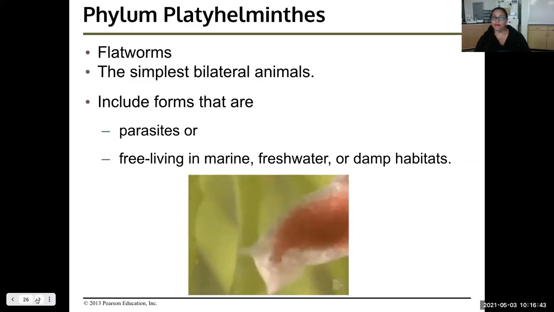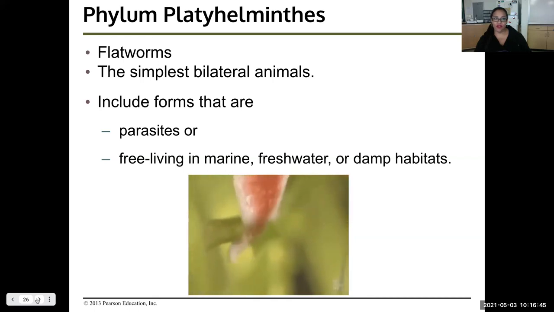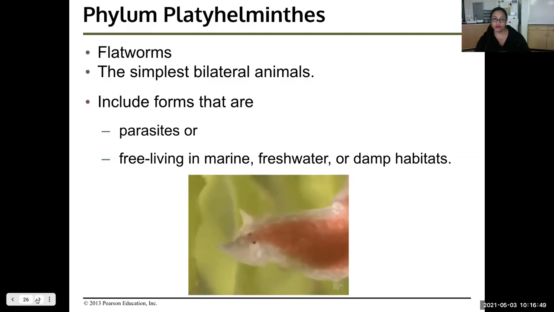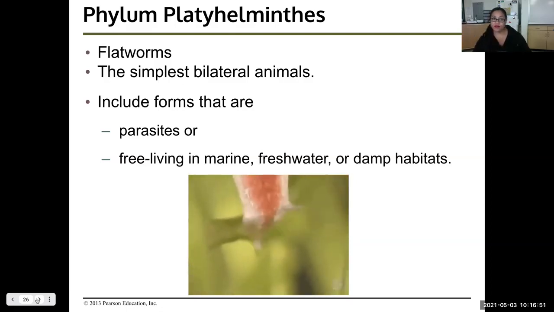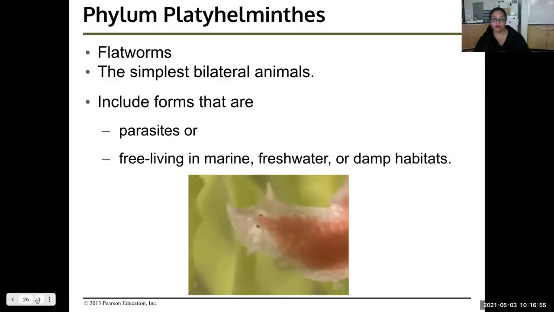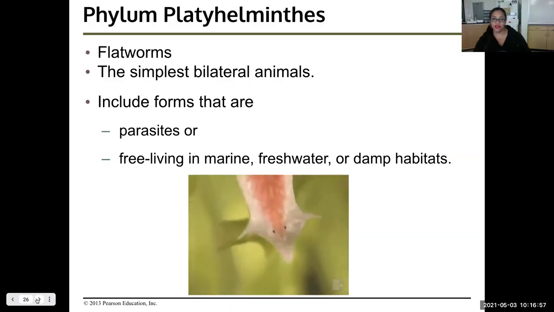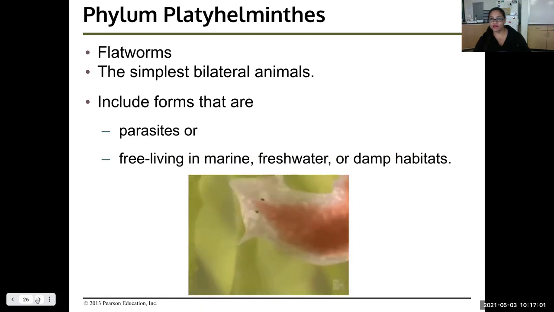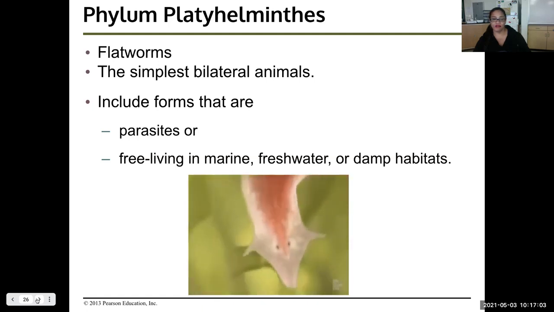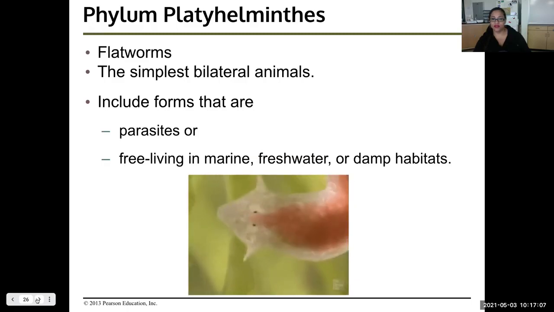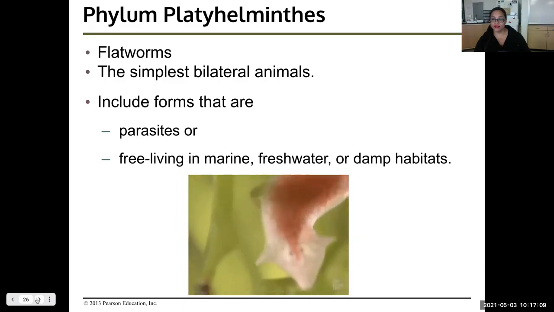So phylum Platyhelminthes are your flatworms. These are the simplest bilateral animals. They include forms that can be parasites or free-living if they're in the water. A lot of the time they look like they have little eyes. They're just eye spots, but don't use them to see. But you can tell they are flat. They do not have a body cavity.